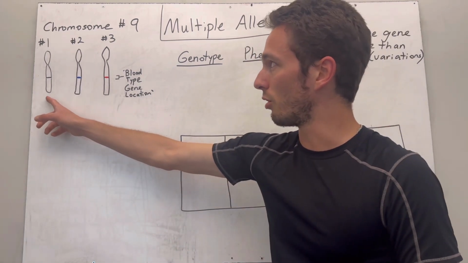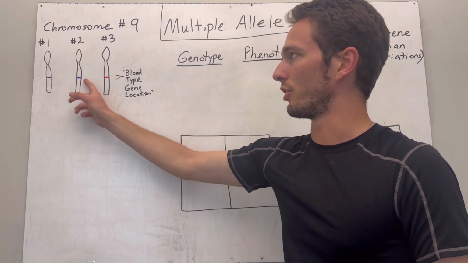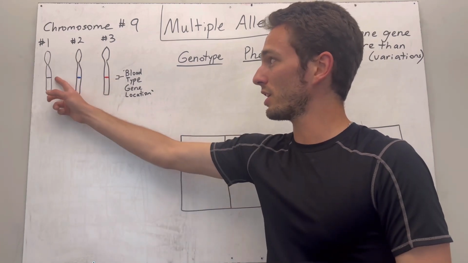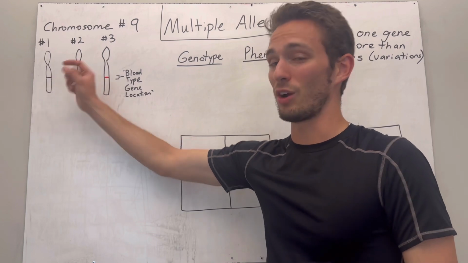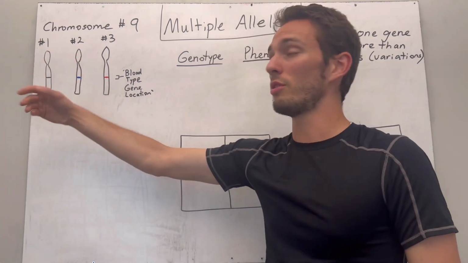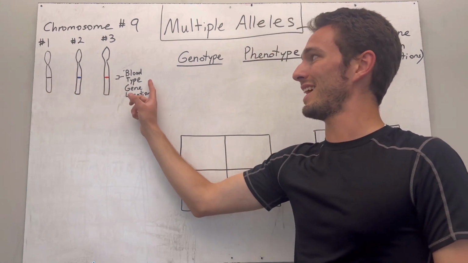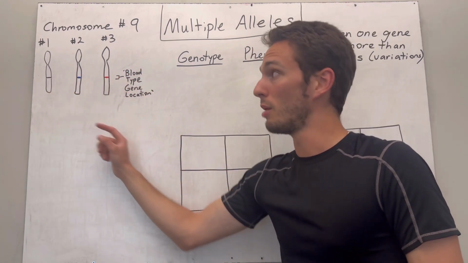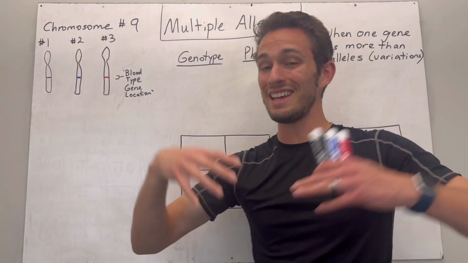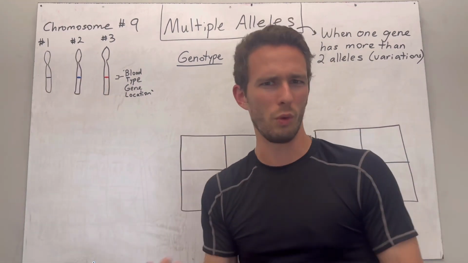If you look at each chromosome 9, I have a different little color on each one. And each different color is basically designating which allele is being coded for within that gene. So this region on all those chromosome 9s contains that blood type gene. But there are 3 variations in the human population. So what do they code for?